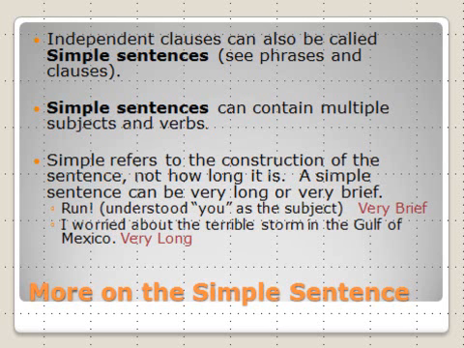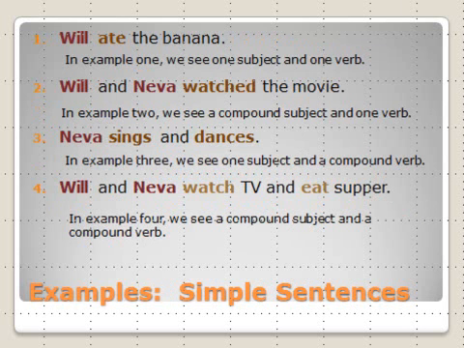Simple sentences can contain multiple subjects and verbs. And that's why I said I want you to pay close attention to the word set, and I'll show you this in just a minute. Simple refers to the construction of the sentence, not how long it is. A simple sentence can be very long or very brief, as you see here. We have a one-word sentence, run, and we have a very long one, I worried about the terrible storm in the Gulf of Mexico. That's very long, but it's still a simple sentence. Why? It has one subject and one predicate.